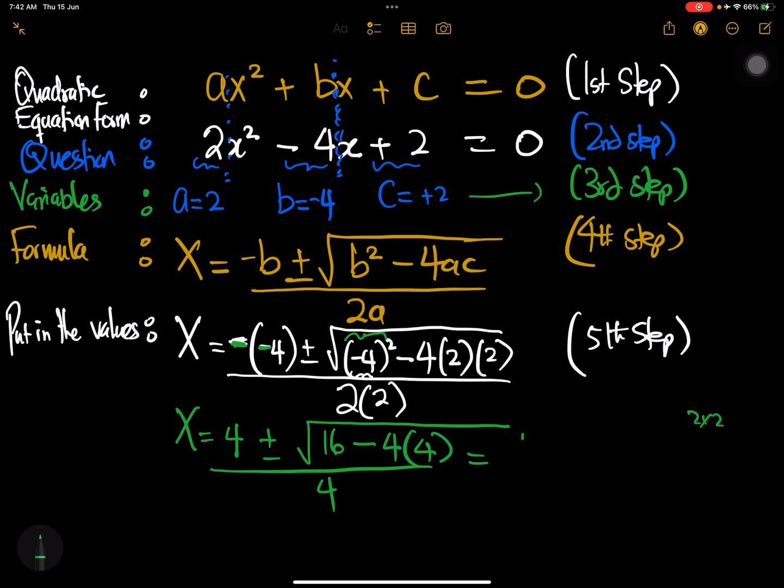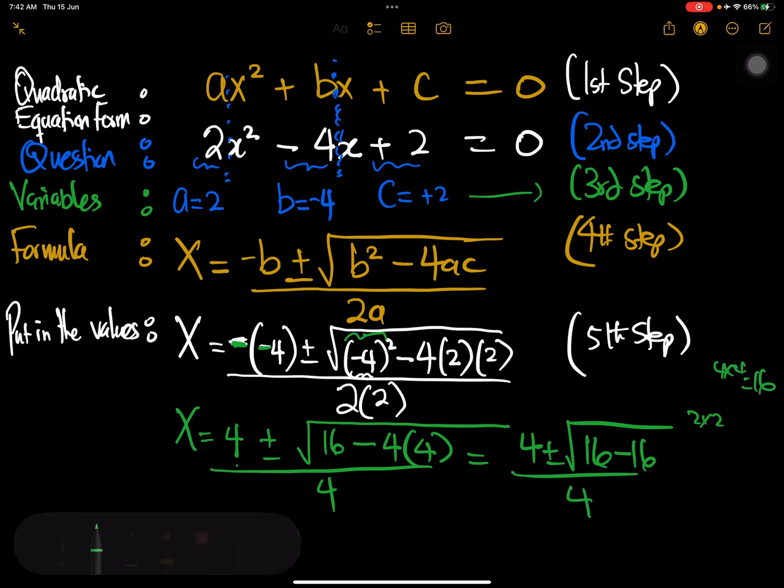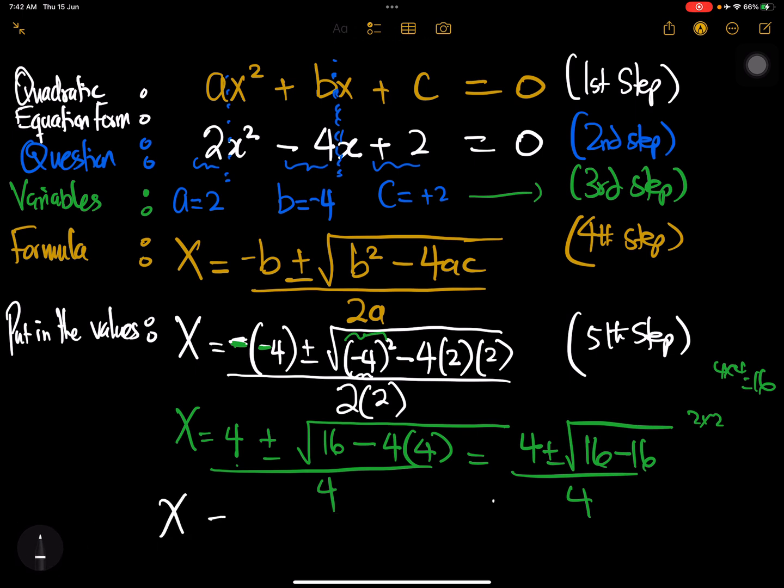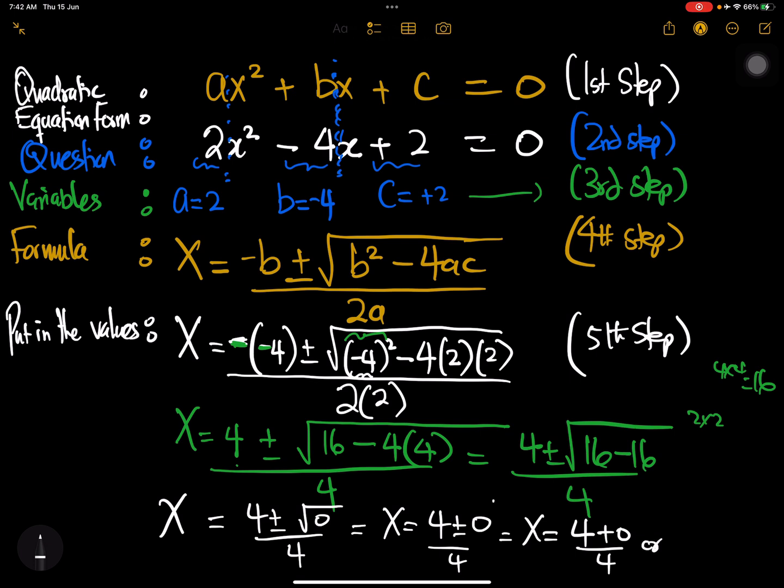We're going to get 4 plus or minus the square root of 16 minus 16, all divided by 4. And then we are going to have x is equal to 4 plus or minus the square root of 0 all over 4. And we're going to get x is equal to 4 plus or minus 0, because the square root of 0 is 0. 0 divided by 4. And that gives us x is equal to 4 plus 0 over 4, or x is also equal to 4 minus 0 over 4.